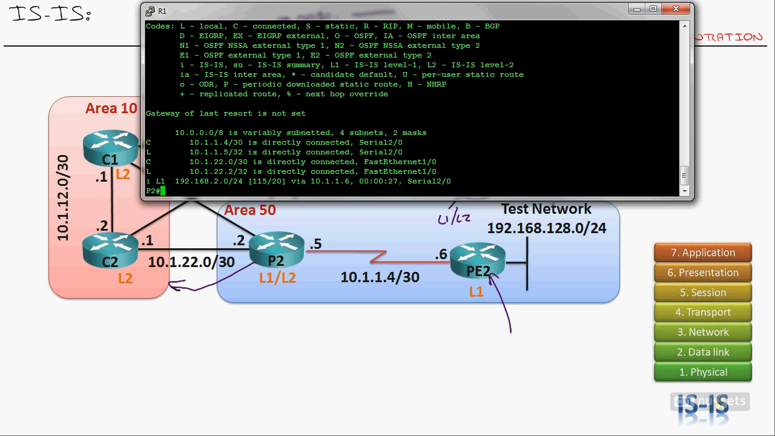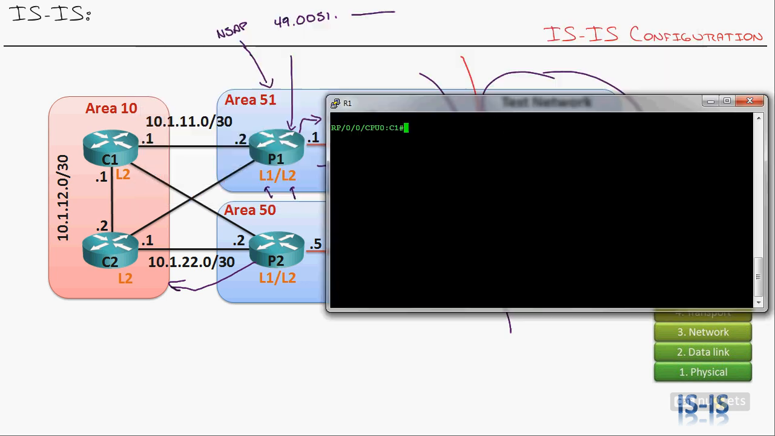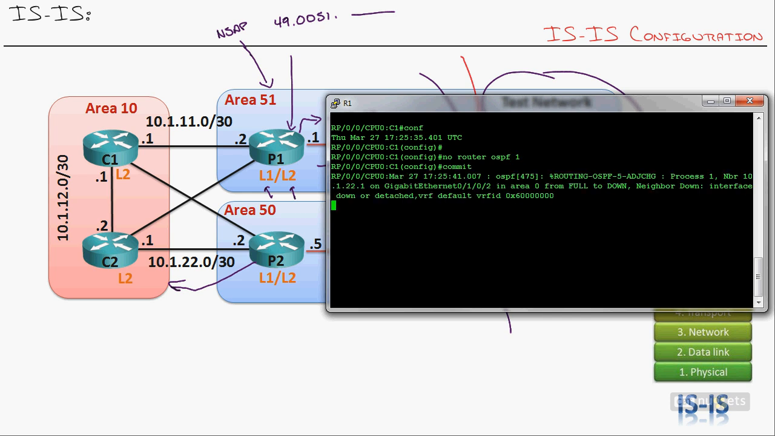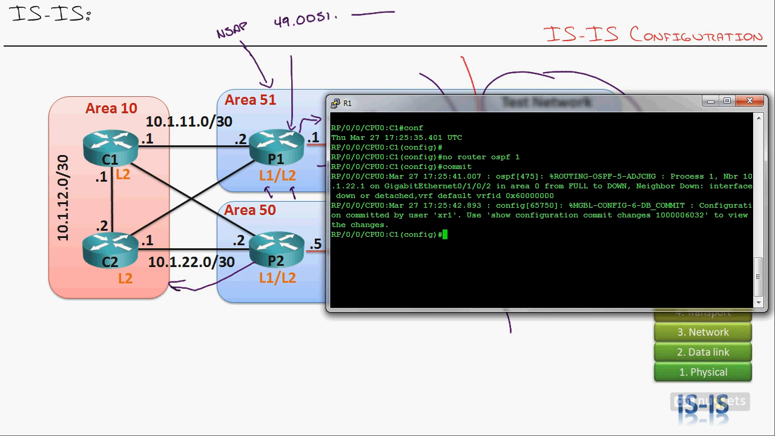Now let's get to the IOS XR. Got our big router sitting in the middle of the screen. Let's go global on this guy. We'll do no router OSPF 1. Commit. Get that disabled. Turn off, disable that neighbor.